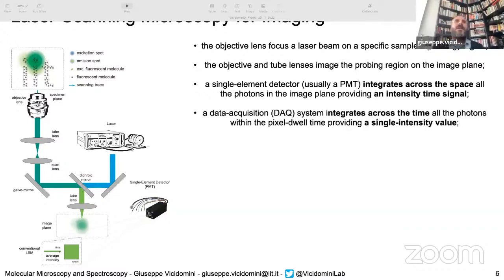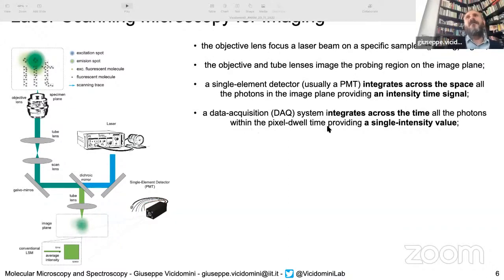Then typically what happens, I have a data acquisition system that is also integrating in time. Nevertheless, this is an image that changes in time, because obviously I have a molecule that may diffuse in and out of your probing region, or simply because fluorescence is dynamic. It has a fluorescent lifetime behavior, so it has a dynamic behavior. But what I'm doing is simply integrating light across time, so I end up with a single intensity value.